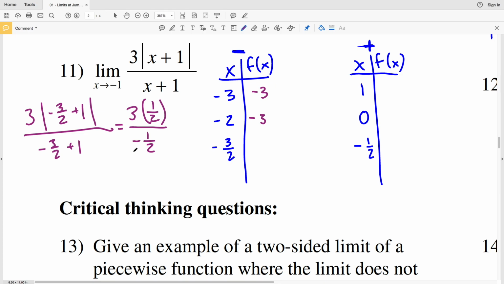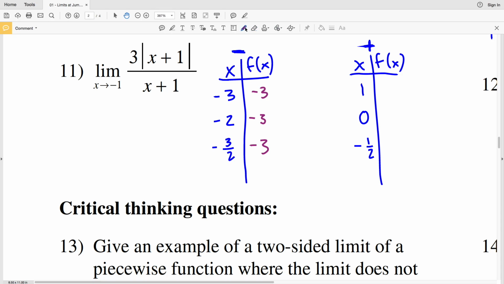3 over negative 1, or 3 times negative 1, is negative 3. And now from the positive direction. If we plug in 1 for x, we'll get 3 times 2 over 2, which is 3. Now if we were to enter in 0, we'll have 3 times 1 over 1, which is 3, and entering in negative 1/2, we'll have 3 times 1/2 divided by 1/2, which again is 3.